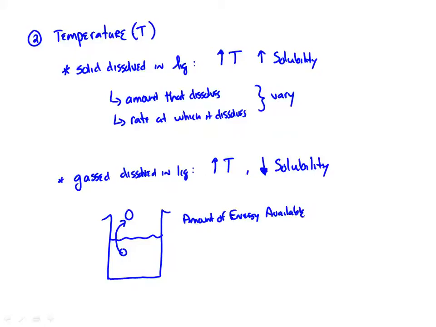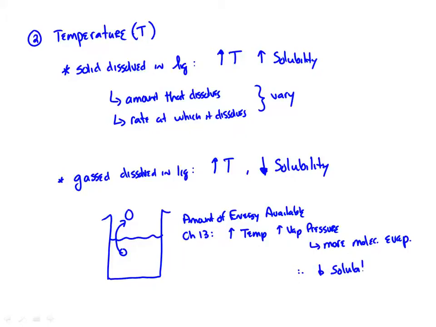And remember, in chapter 13, what we said is that if we increase the temperature, we increase the vapor pressure. That means that more molecules evaporate. Therefore, we're technically decreasing the solubility, meaning there are fewer particles dissolved in there. So if you give a liquid more energy, then the liquid goes into a gas, right? And so less and less of it is dissolved.